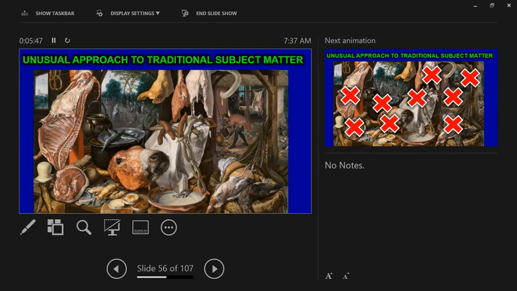All right, another attribute or another thing that Mannerists did is they had an unusual approach to traditional subject matter.